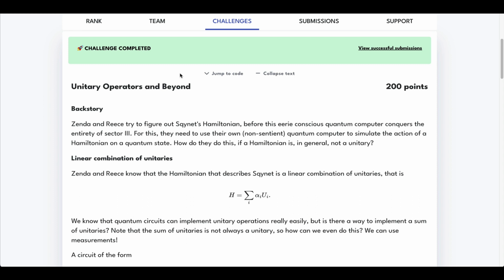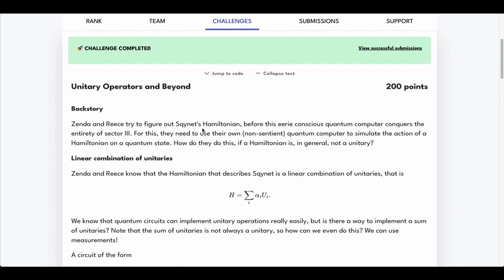This is problem 25 of the QHack 2023 Quantum Coding Challenges, and this one is entitled Unitary Operators and Beyond. Now in this problem, what we're being asked to do is to come up with a way to implement a circuit that would apply the sum of unitaries. So we know that when we have a quantum circuit, if we have several unitaries, what we get as an overall block is the multiplication of those unitaries. But we're being told that we need to find a way to apply actually a sum of unitaries.